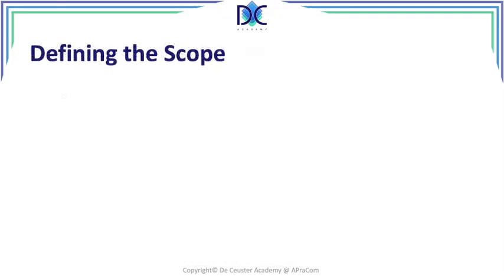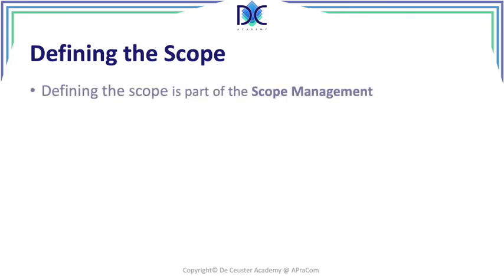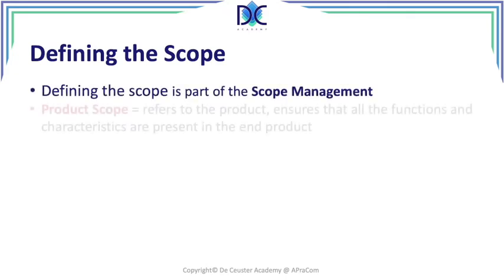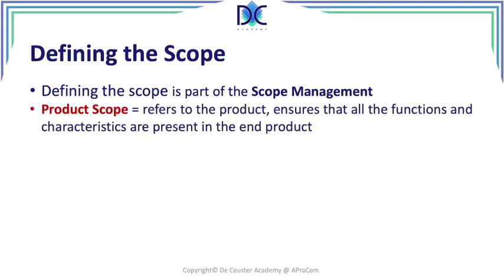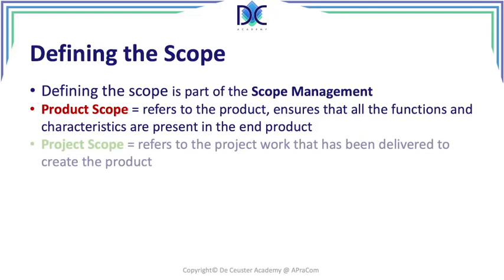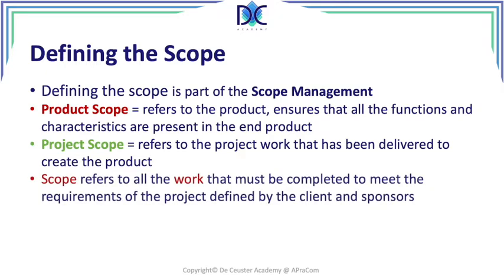Now, based on this, we're going to define the scope. The scope is part of what we call scope management, the scope management processes, and we have the product scope, which relates to the product. It ensures that all the functions and characteristics are present in the end product. But we also have the project scope, which refers to the project work, the work that has been delivered to create the product. The scope refers to all the work that must be completed to meet the requirements of the project defined by the client and the sponsors.